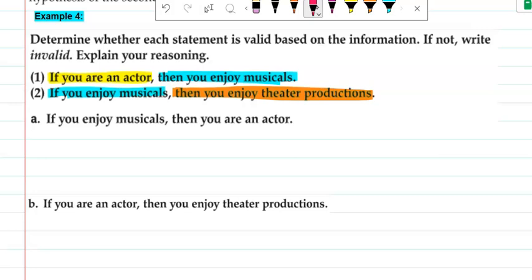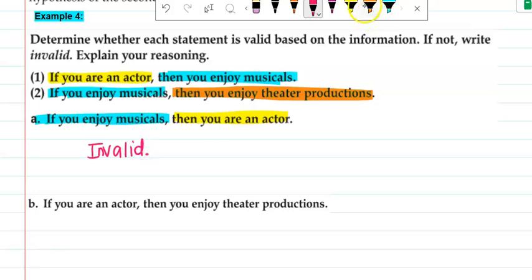So our first sentence says, if you enjoy musicals, then you are an actor. So both of those phrases are there, right? If you enjoy musicals matches the blue part, then you are an actor is the yellow part, but they're not in the same order. So we can't make this a valid statement because we can't go backwards in the way that we say something. So this is invalid. It does not follow our law of syllogism.